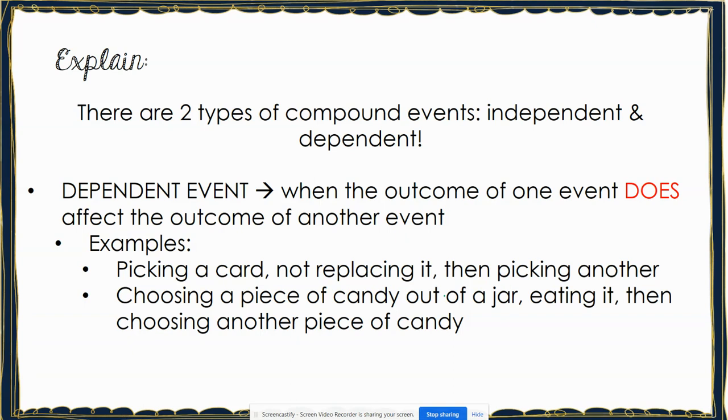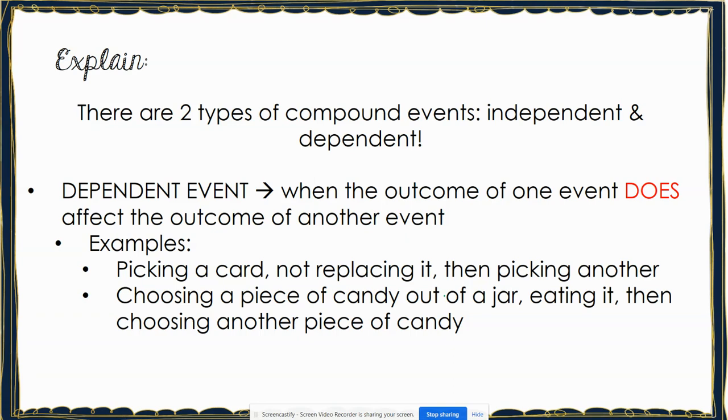Another example of a dependent event is choosing a piece of candy out of a jar, eating it, and then choosing another piece of candy. If you eat the piece of candy out of the jar that you chose first, then that makes one fewer choice in your jar. So it affects the outcomes for the next choice.